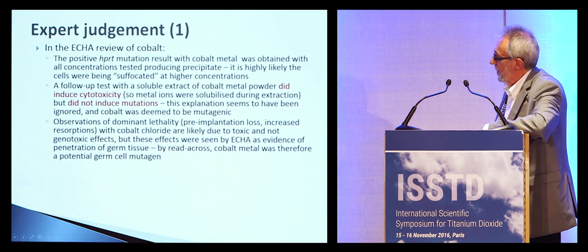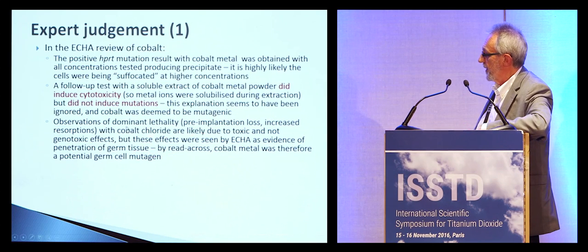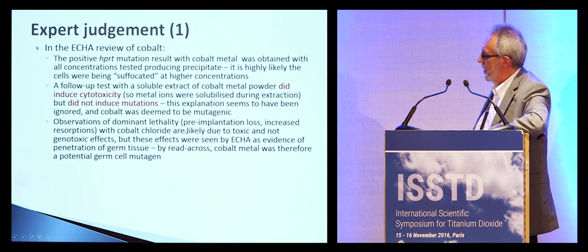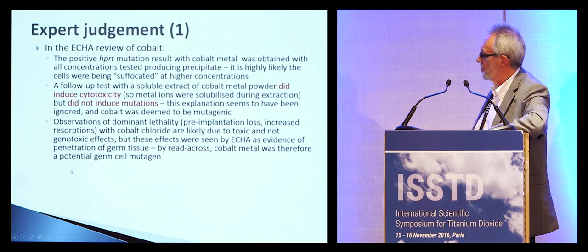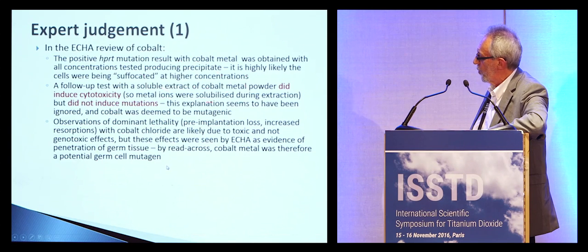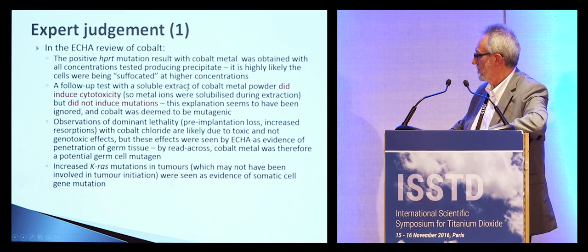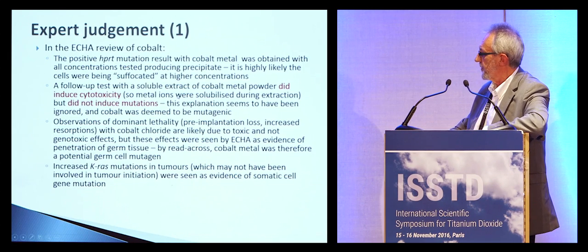Then there was read across. There was a reprotox study which included some measures of dominant lethality, pre-implantation loss, increased resorptions, with cobalt chloride, not with cobalt metal, cobalt chloride. And I've had that paper reviewed by several experts, and they've come to the conclusion that the effects are likely due to toxic and not genotoxic effects. But ECHA saw these as evidence of penetration of germ tissue, and by read across, cobalt metal was therefore a potential germ cell mutagen. So added together with the in vitro mutation data, this was a serious consideration for them.